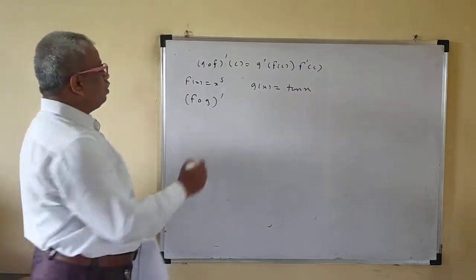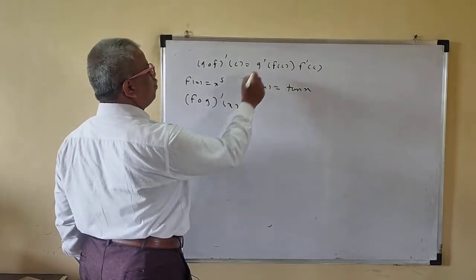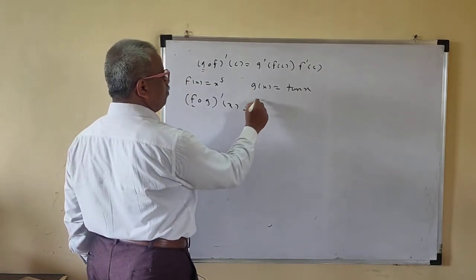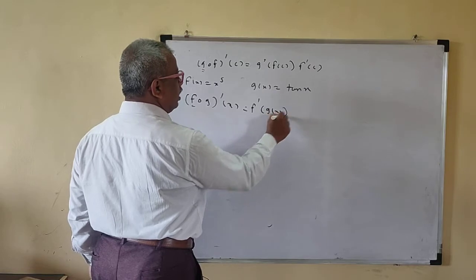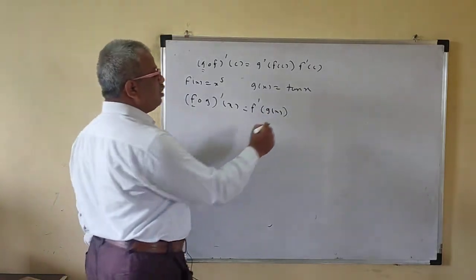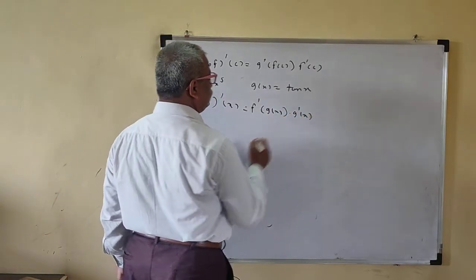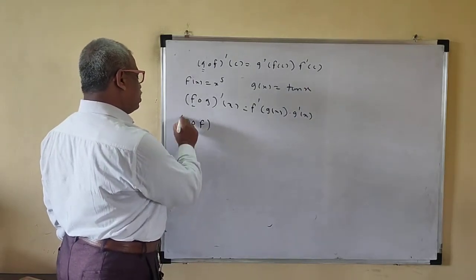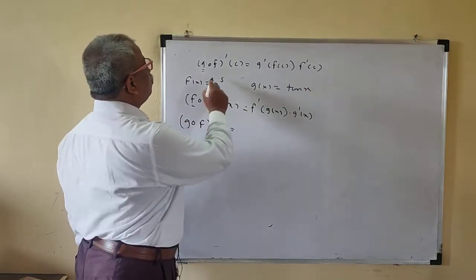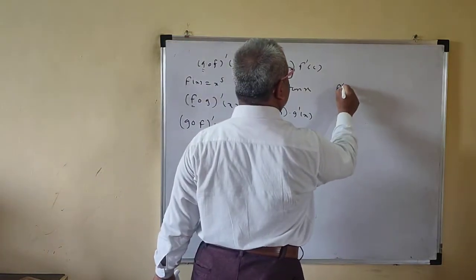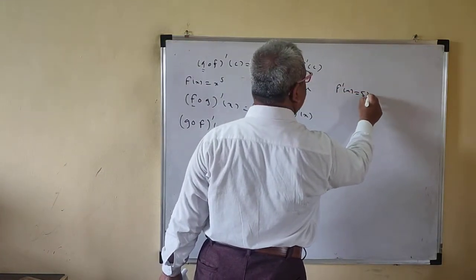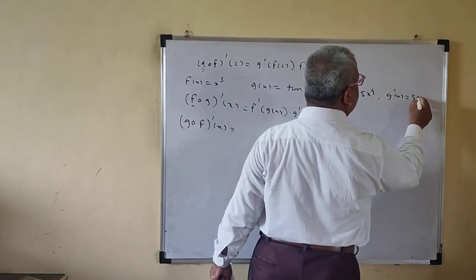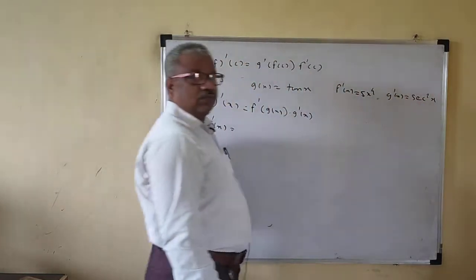Now f compose g of x, just apply this formula: f prime g of x into g prime x. We'll also find g compose f, for practice. For this you need to find f prime x. f prime x is 5x to the power 4, and g prime x is what? Derivative of tan is sec square x.